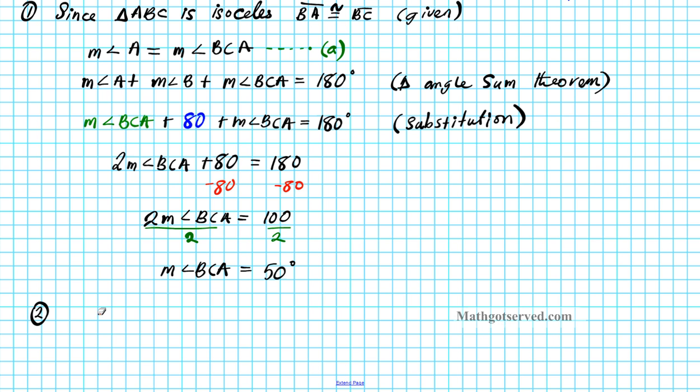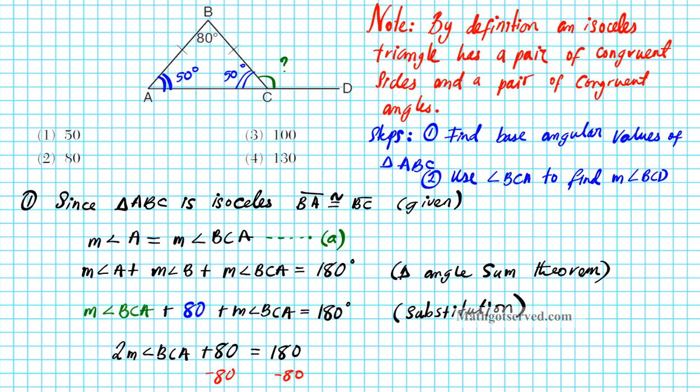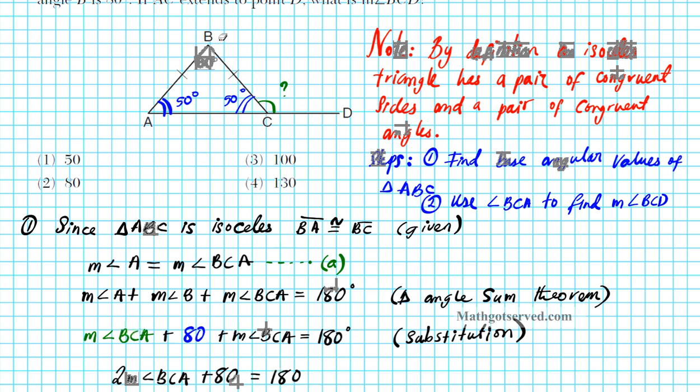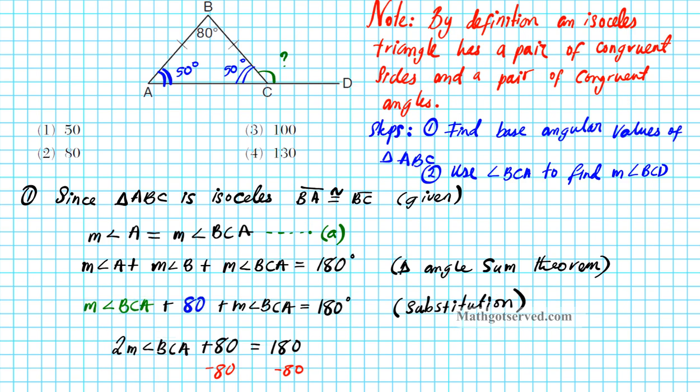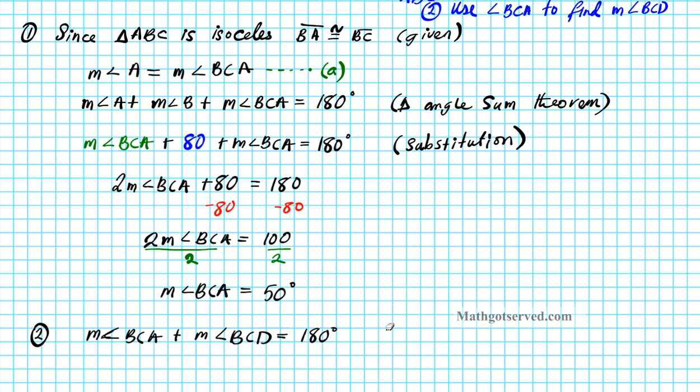Step 2, we know that the measure of angle BCA plus the measure of angle BCD is equal to 180 degrees. Now, do you know the reason why we can draw that conclusion? Why can we say that the measure of angle BCA plus the measure of angle BCD is 180 degrees? We can say that because these two angles form a linear pair. They are supplementary, okay? They form a linear pair.